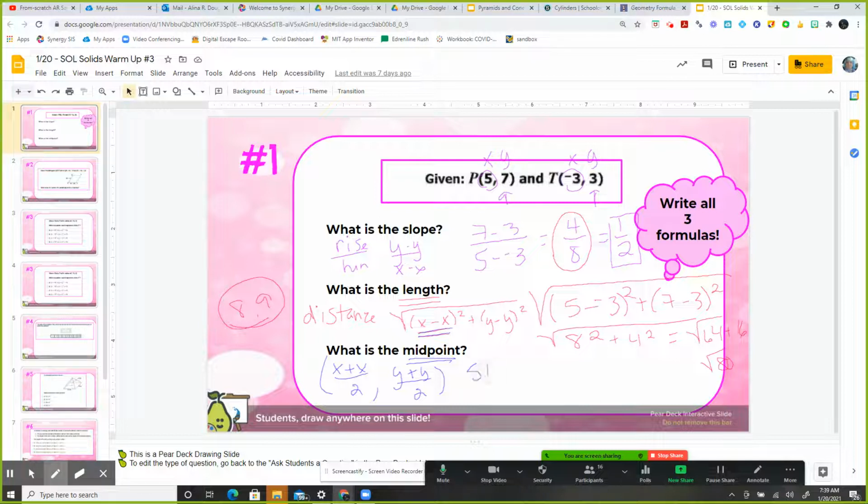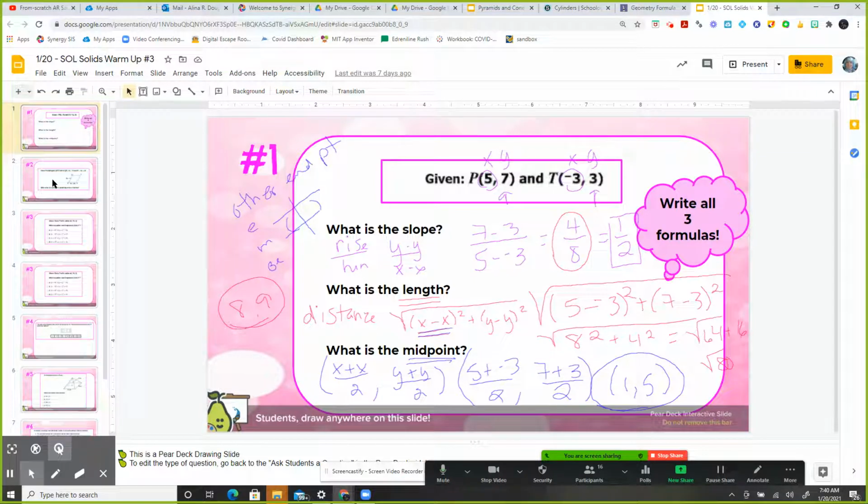So 5 plus negative 3 divided by 2, and 7 plus 3 divided by 2. It's going to give me 5 plus negative 3 is 2, divided by 2 is 1, and 7 plus 3 is 10, divided by 2 is 5, right? The only thing we're missing here is the other end point, where you make the table, right? The end, the middle, and then the other end point. Make sure the middle goes in the middle. Questions on that? Pretty straightforward. I think everybody did really well.